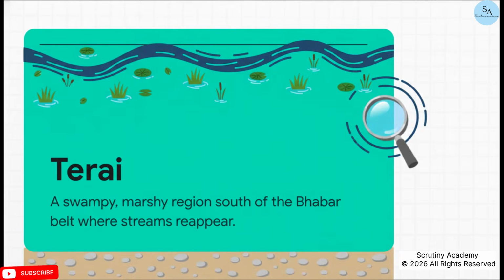So where did those rivers go? Well, they pop right back up just south of the Bhabar belt in this wet, swampy, and marshy region called the Terai. Always remember the connection. Streams disappear in the Bhabar and they reappear in the Terai.